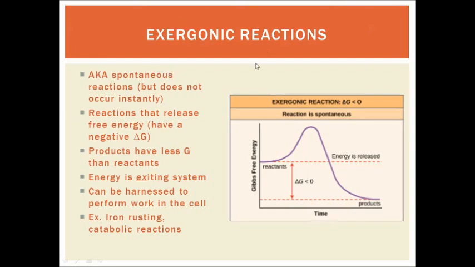In an exergonic reaction, our reactions are going to release free energy. It's called a spontaneous reaction because it does not require energy to be added to the system. Not that it occurs instantly. It just means spontaneous, as in it doesn't need energy to run. So the products will have less free energy than the reactants because we are releasing some of that energy out into the environment. Energy is exiting the system, and that's how you can remember it, X for exergonic.